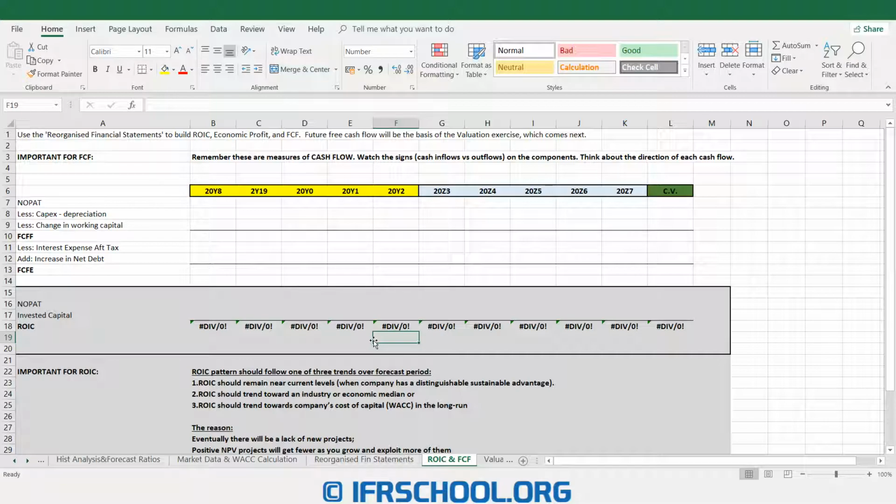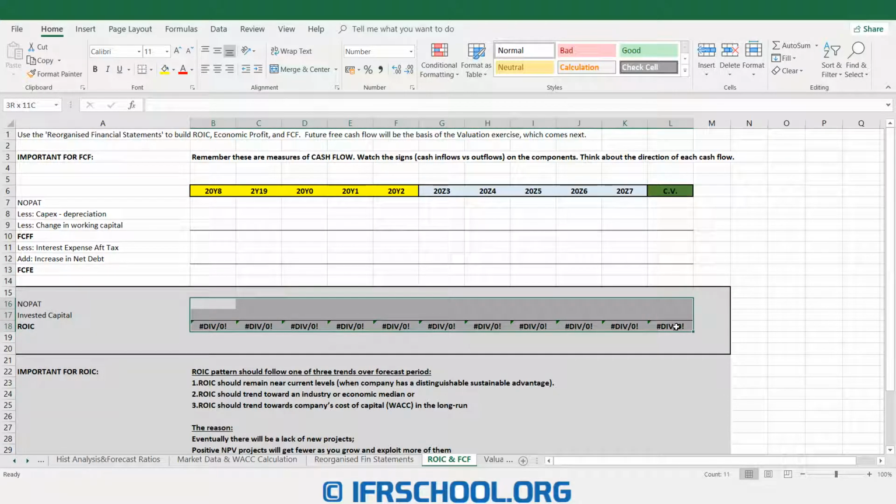We expect to see one of three general trends in the return on invested capital over the forecast period. The ROIC should remain near current levels, or it should trend towards the industry or economic median, or it should trend towards the company's cost of capital, unless the company has a long-term competitive advantage.